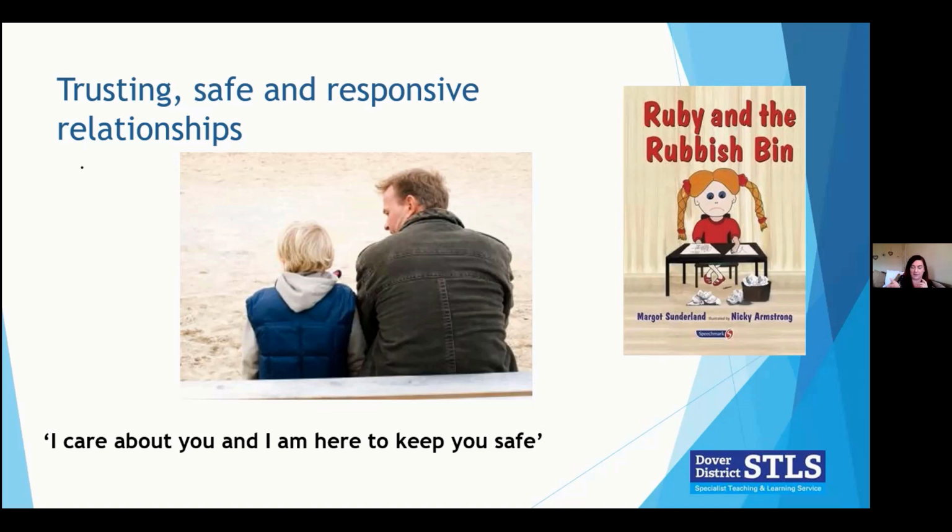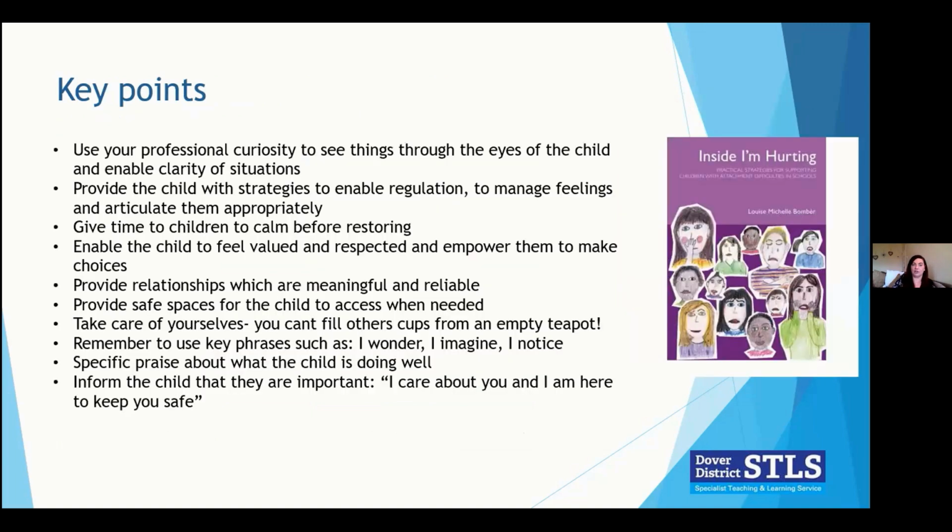Ruby and the Rubbish Bin is a book by Margot Sunderland, and emphasises the difference a responsive adult can make in a child's life. Really lovely book. So the key points: use your professional curiosity to see things through the eyes of the child, enable clarity of situations, provide the child with strategies to enable regulation, to manage their feelings and articulate them appropriately, remembering that all behaviours are communication, and actually there will be a trigger to that behaviour, just that we don't know it and we don't experience it isn't enough.